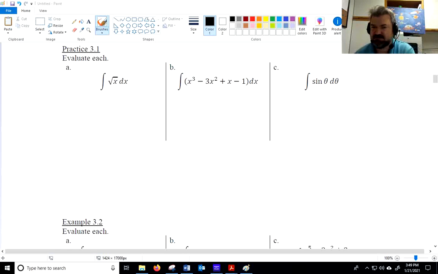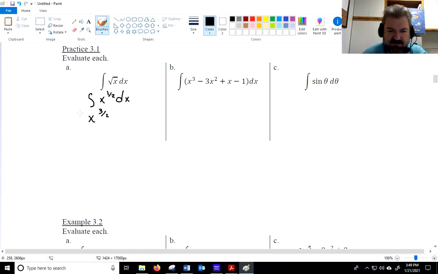Okay, let's see how we did. This first one, we want to rewrite this as x to the 1/2. We prefer fractional exponents and negative exponents because they make the power rule easier. So 1/2 plus 1 is 1/2 plus 2/2, which is 3/2. Then I'm going to multiply by the reciprocal. So instead of dividing by 3/2, multiply by 2/3. And then plus c. Don't forget your plus c.